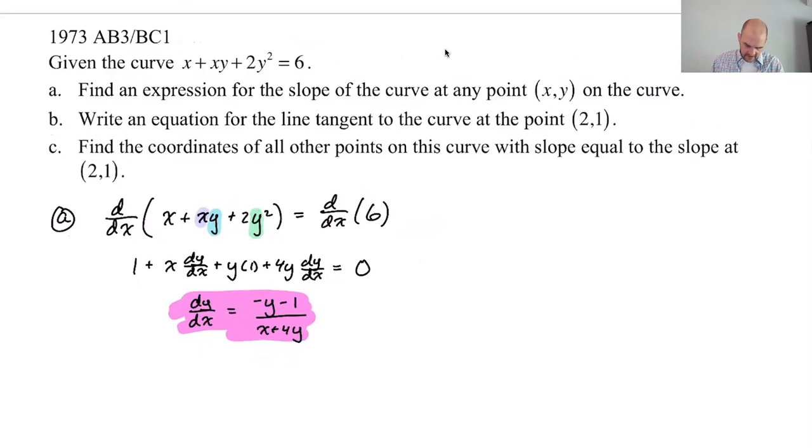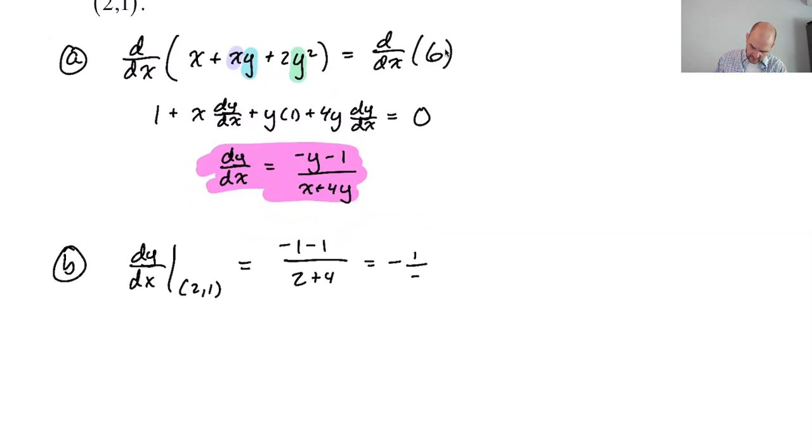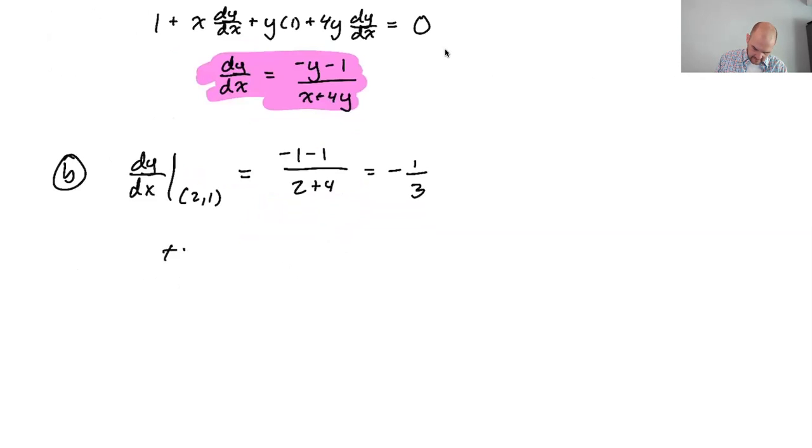All right, write an equation for the line tangent to the curve at (2, 1). We're already told the point (2, 1) is on the curve, so we don't need to confirm that. What we do need to do is find the slope. So dy/dx at (2, 1) is going to be negative 1 minus 1 over 2 plus 4. So negative 2 over 6, negative 1/3. So the tangent line is going to be y minus 1 equals negative 1/3 times (x minus 2).